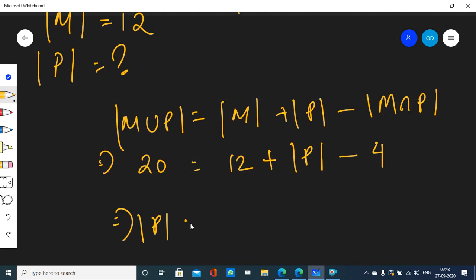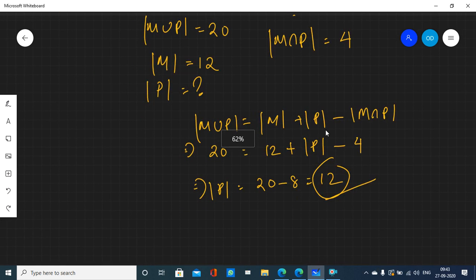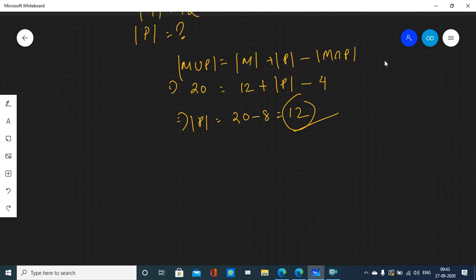Then the cardinality of P will be equal to 20 minus 12 plus 4, so 12 minus 4 is 8, and 20 minus 8 is 12. So the answer is 12. You got it? That means 12 teachers teach physics.